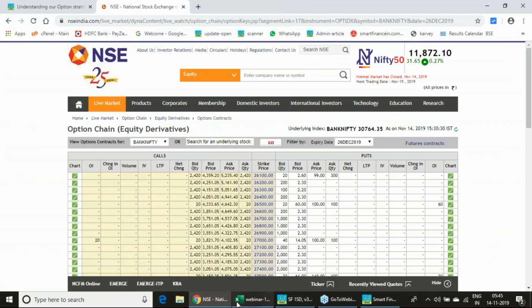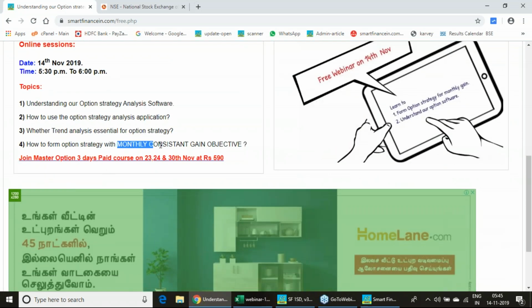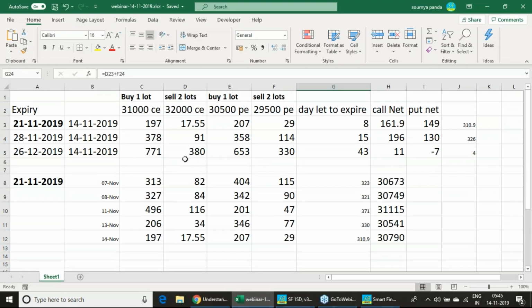Now we will be moving to the last part of my presentation, which is the monthly consistent gain objective. Before starting, I have one small explanation to give you. I have just taken one ratio spread. What I am doing here, with Bank Nifty, is 31,000 call option and 32,000 call option. I will explain in detail. Just have an observation on this.